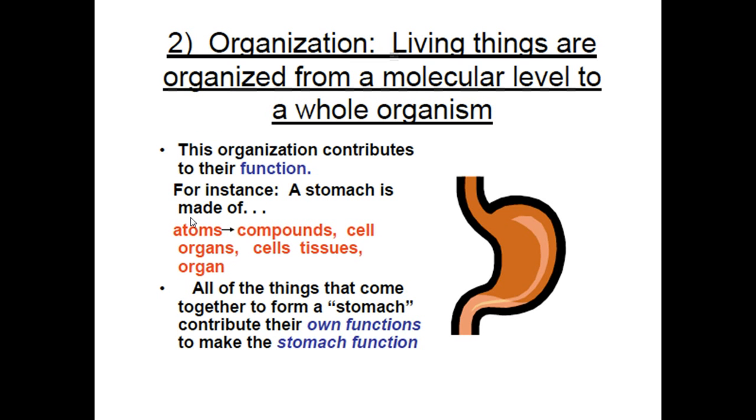The second characteristic is that all living things are organized from a molecular level up to the whole organism. This organization contributes to the function of the organism. For example, just one part of an organism is the stomach, and that stomach is made of atoms. Those atoms get combined to become compounds. Those compounds combine to make cellular organs, so organs inside each individual cell. Those organs combine to become cell tissues, and then those tissues combine to become the organ itself. Without all of those levels of organization, the stomach does not do what it's supposed to do.